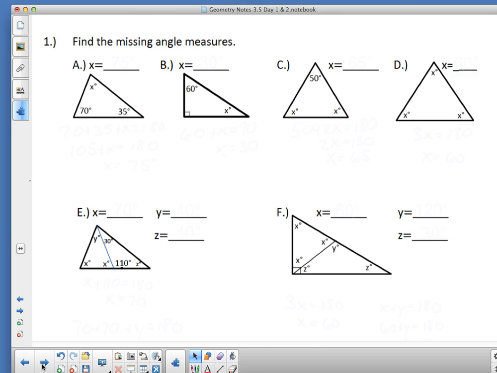70 plus 35 plus x will be 180, because of the triangle sum theorem. So I've got 70 plus 35 plus x is 180. Go ahead and find x by combining like terms and solving. Okay, you guys got set up there. Let's go after it.